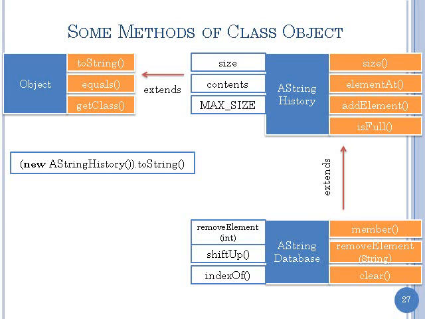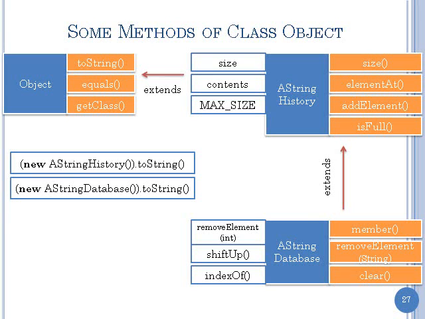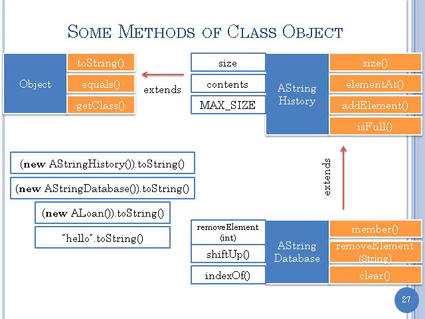So is a string history .toString valid? It's valid because string history inherits from object. A new string database .toString, valid. Loan is some class we don't know about, but we said new on it. That must mean it's a class. That must mean we have an object. A new loan, directly or indirectly, is a subclass of object. So that's legal. String .toString, legal. String is an object, I just told you.